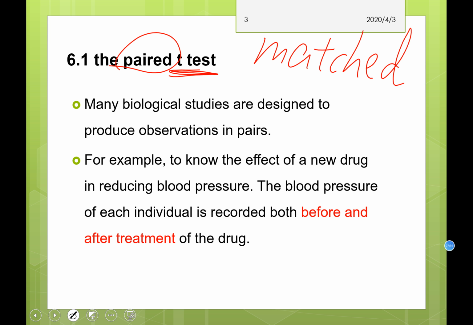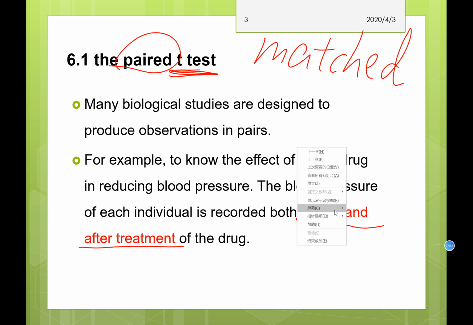So what's the meaning of paired? We can find here is another keyword, before and after. Let's think about it. Now we have only one drug for reducing blood pressure, that is drug A. And this is Tom, a person. Now we want to know if drug A is useful or not.